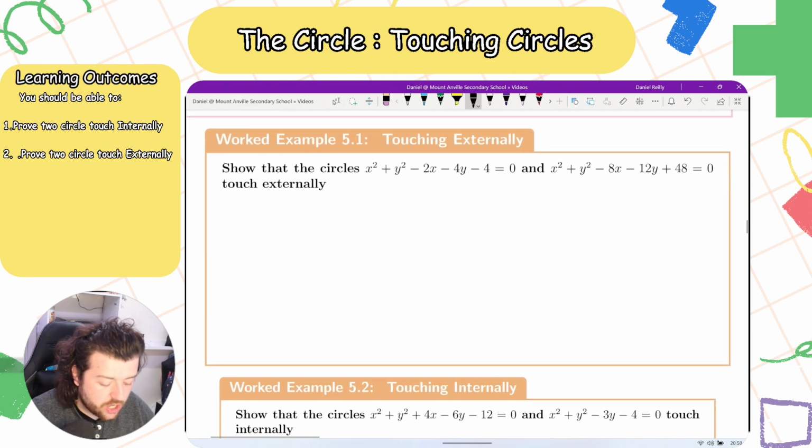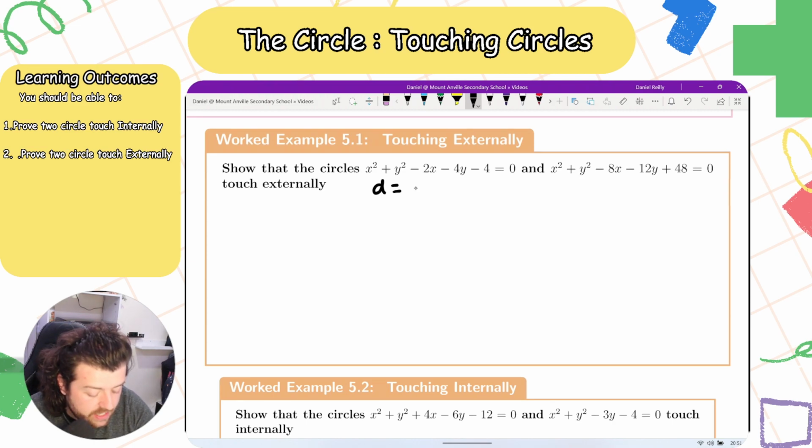So let's have a look here. Show that the circles x squared plus y squared minus 2x minus 4y minus 4 equals 0 and x squared plus y squared minus 8x minus 12y plus 48 equals 0 touch externally. So externally, the distance between the centers is equal to the sum of the two radii. Let's find my center points. I'm going to call this C1 and this C2.